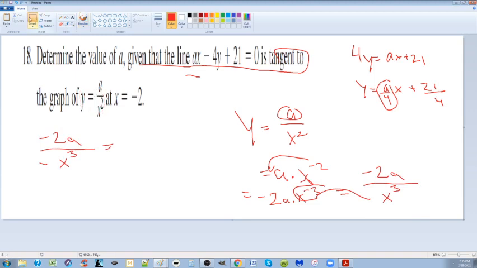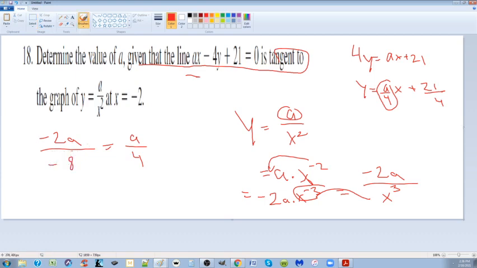Was it negative down there? No, it's not. And it's going to be equal to this slope. And you might say, well, I have two missing things. I have x missing and I have a missing. Nope. So what's minus 2 cubed? Minus 8.